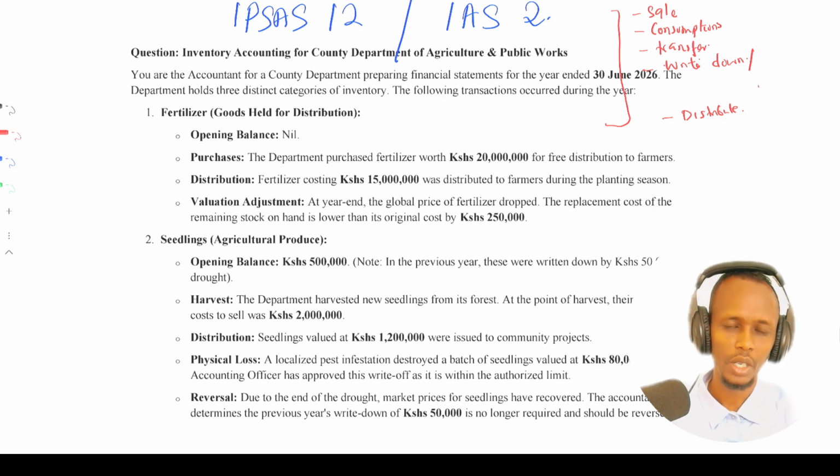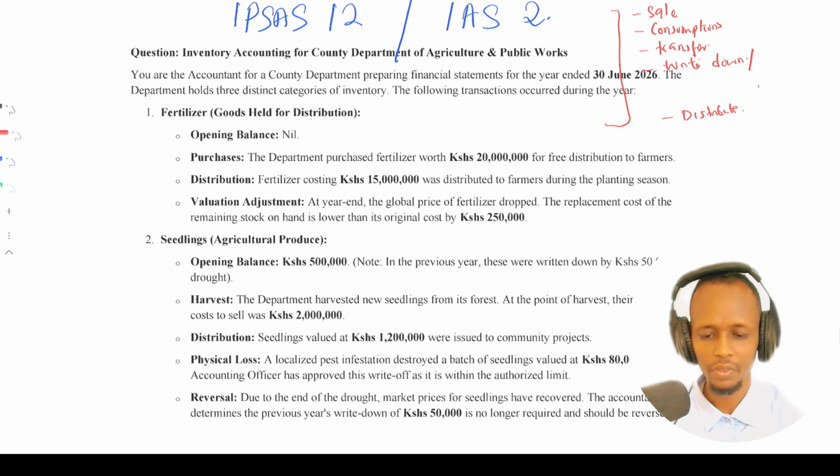So we'll come up with a table for the movement, a table for the main note, and a table for the expenses. For the expenses, I think I won't be doing it, but I will explain how it is done. Thank you. So we will start with the fertilizer.